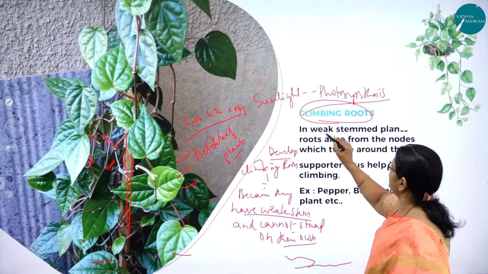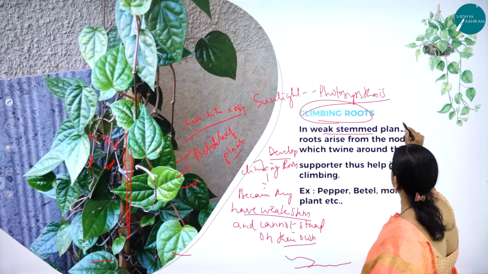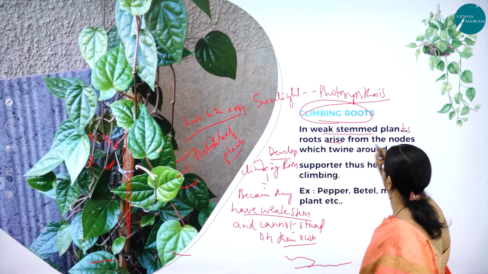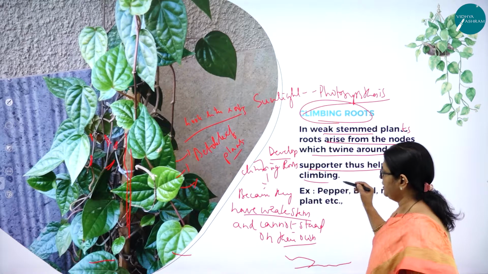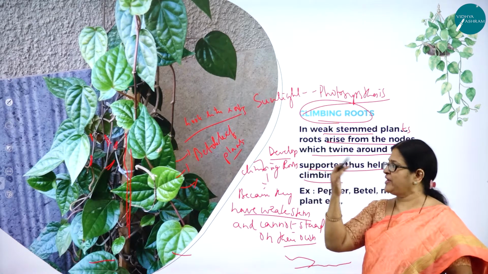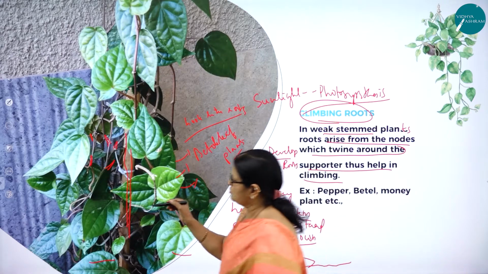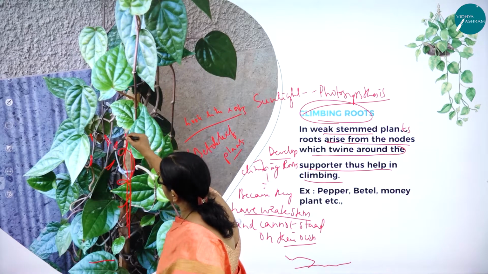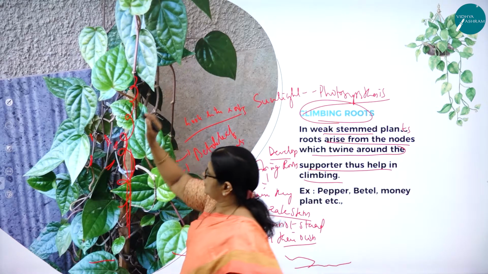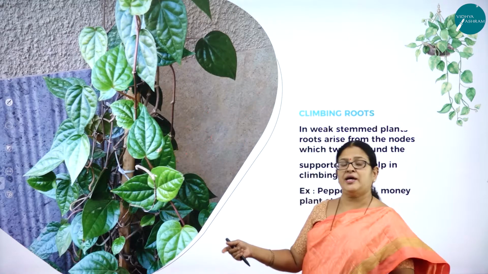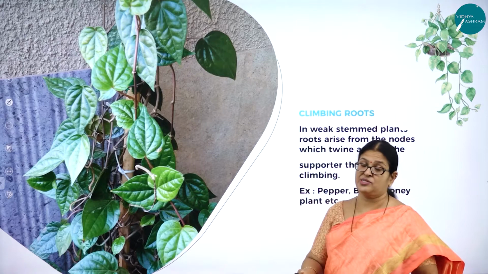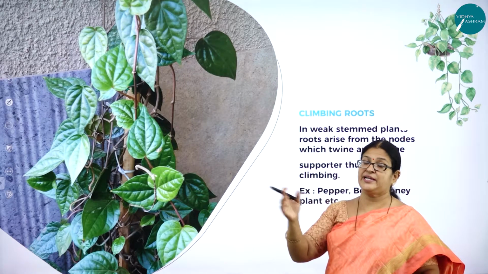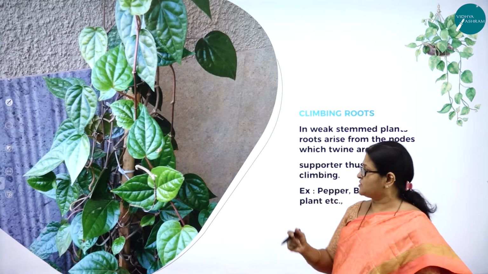Climbing roots. So in weak stemmed plants, roots arise from the nodes which twine around the supporter, thus helping. Twining means what? See, here you can see how they have taken the support. Like this, they take the support and they climb, right? I think you might have come across people growing betel plants. In that case, they take the support of the other trees and start climbing.